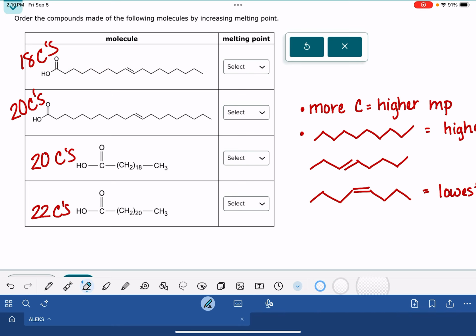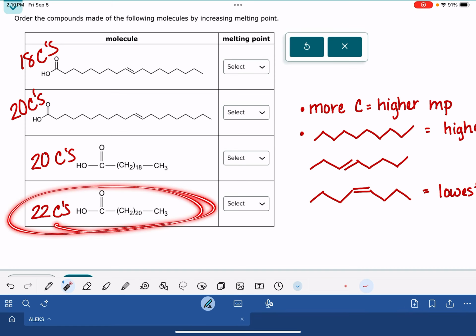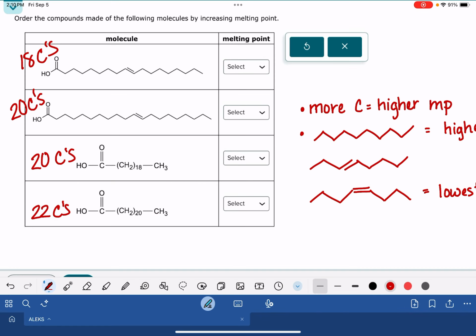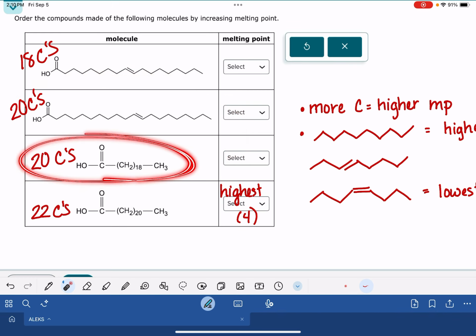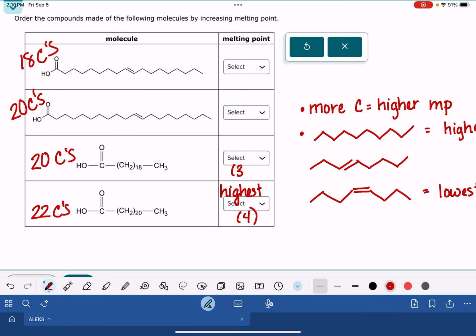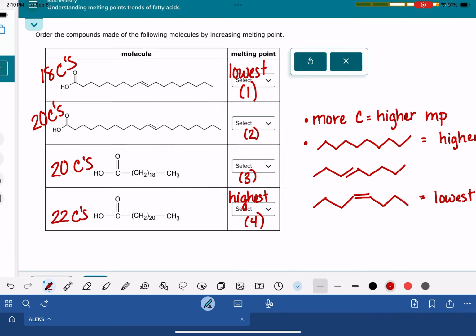So we're looking at the highest number of carbon atoms and no double bonds. That is going to be our highest melting point, number 4. We have 2 molecules with 20 carbon atoms, so it's a tie in terms of the number of carbon atoms. This molecule has no double bond, so that's going to be our next highest melting point. This will be number 2. And our lowest melting point will be the smallest number of carbon atoms with the double bond. Hopefully that helps you get through this problem. Good luck.